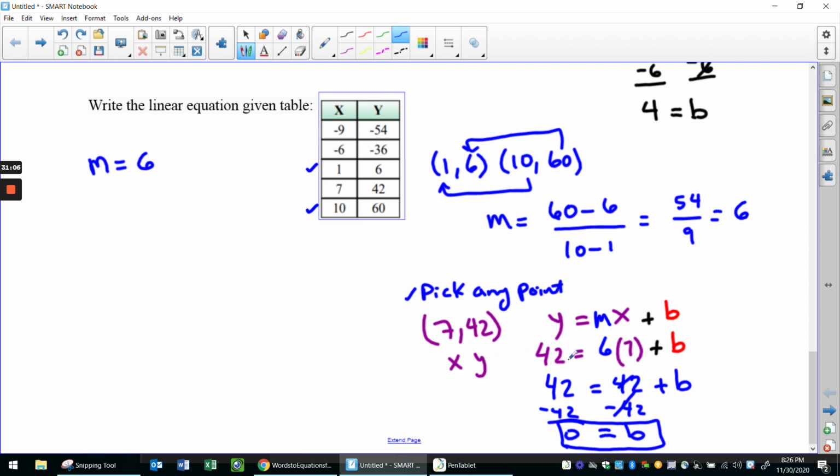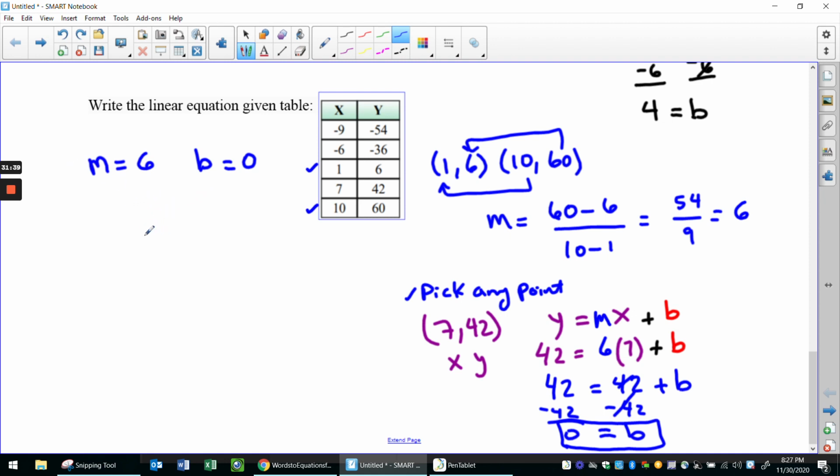And substituted those in for my x and y. Substituted the slope in for 6 and substituted 42 and 7 in for x and y. And I got 0 for my y-intercept. So you guys should have gotten 0 for your y-intercept. If you picked any other points, you should have gotten the same answer. And it's okay to get 0 for the y-intercept. That's a proportional relationship. That's where the line is going to start at 0.